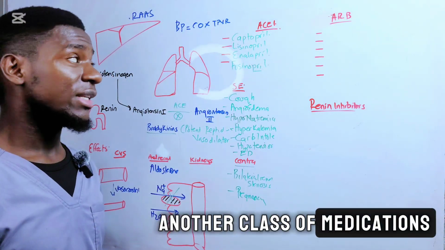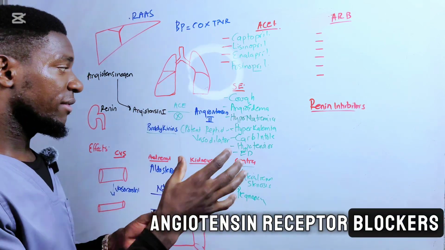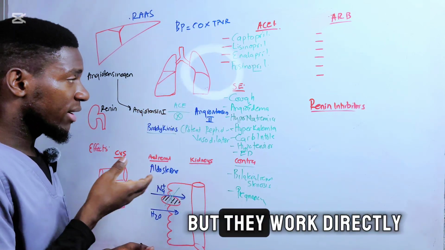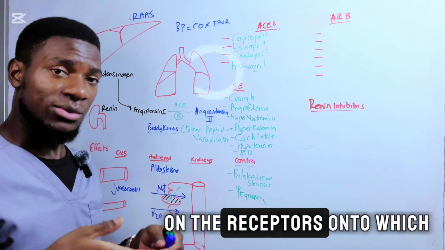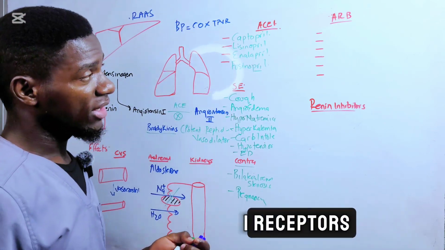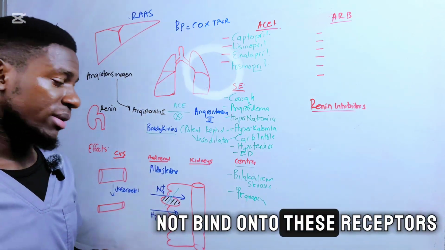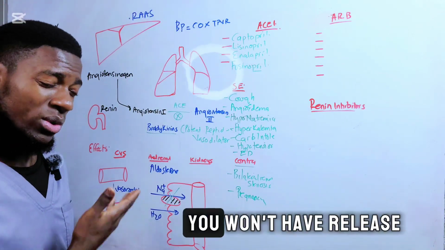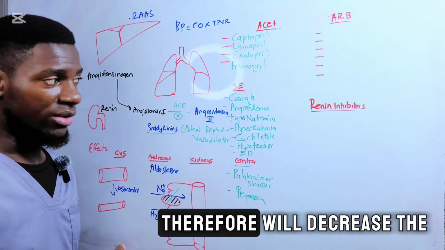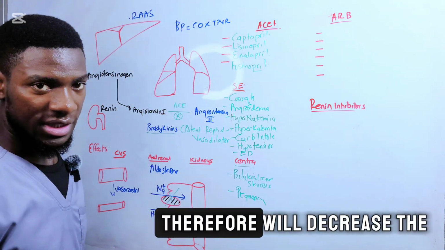Another class of medications that affects the RAAS is the angiotensin receptor blockers. For them, they do not work on the ACE, but they work directly on the receptors onto which angiotensin binds, that is the type 1 receptors. So whenever angiotensin does not bind onto these receptors, we won't have vasoconstriction, we won't have release of aldosterone. Therefore, we will decrease the cardiac output and the total peripheral vascular resistance.